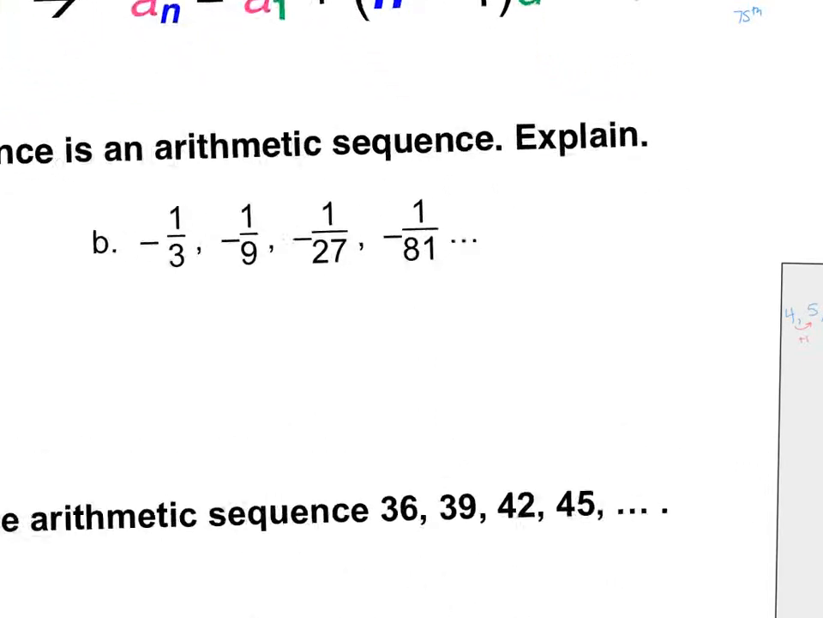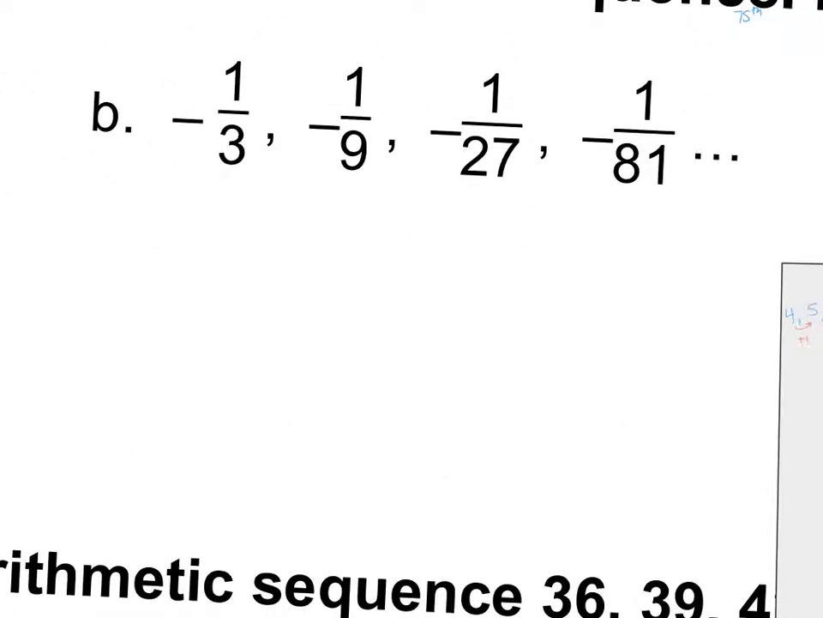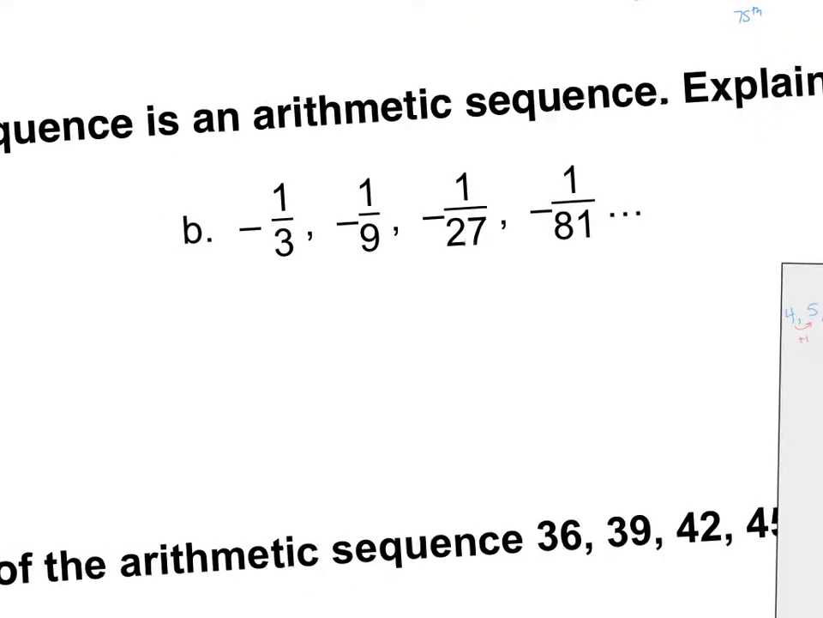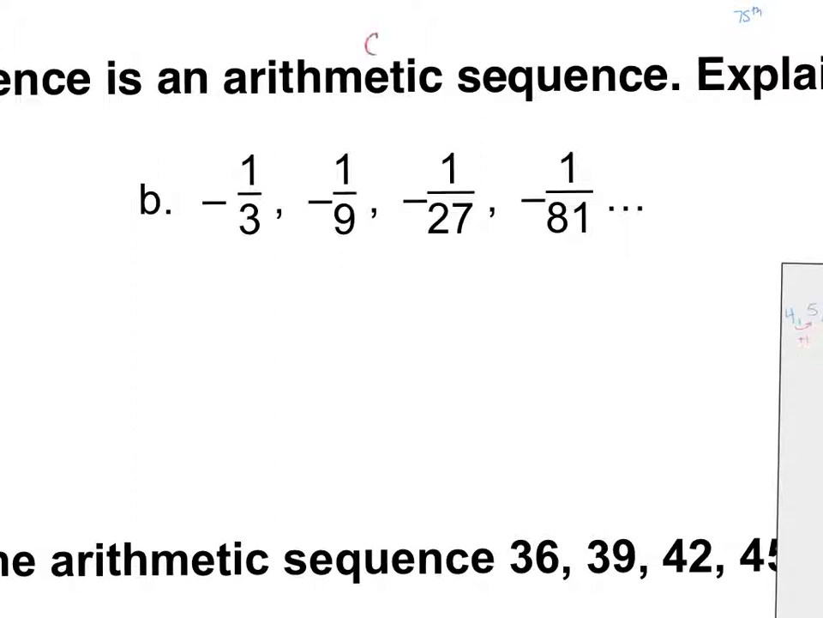Is this an arithmetic sequence? No. Right. Remember that the definition of an arithmetic sequence is that it has a common difference. That means that you are adding or subtracting, not multiplying or dividing. From here to here, you multiplied by 1/3. Same thing from here to here. But multiplying by 1/3 is actually what they call a geometric sequence because you're multiplying. You're not adding or subtracting. So no, this is not an arithmetic sequence because you're not adding or subtracting. You're multiplying.